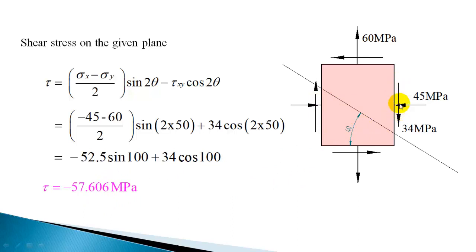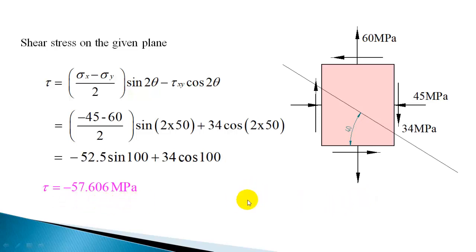In analytical calculation, to get the normal stress sign, that is whether it's compressive or tensile, this sign is important. Applied shear stress, if you change the direction, the normal stress value will change, that magnitude will change. So you got the magnitude of the shear stress as 57.606 megapascal.